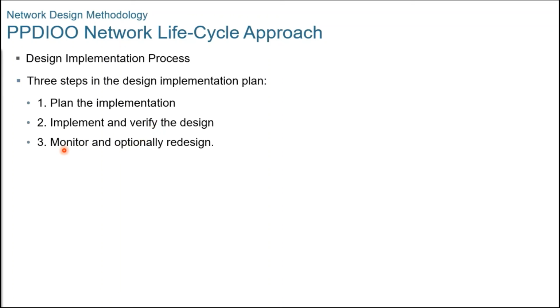And then step 3, monitor and optionally redesign. The network is put into operation after it is built. During operation, the network is constantly monitored and checked for errors. If troubleshooting problems become too frequent or even impossible to manage, a network redesign might be required. This can be avoided if all the previous steps have been completed properly. This step, in fact, is part of the operate and optimize phases of the PPDIOO methodology.